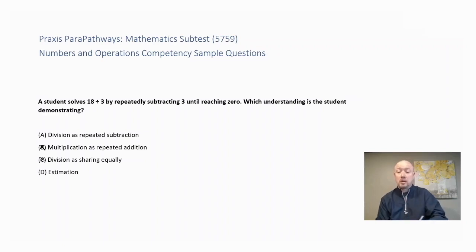I'm going to eliminate choice D, estimation. And with estimation, we are approximating an answer. All right, in this case here, we're doing a process in the question. We're not approximating an answer, so I'm going to eliminate choice D. And the correct answer is A, division as repeated subtraction. So we're going to see how many times we can subtract 3 from 18 to get down to 0, which would be an example of getting the answer of 6.